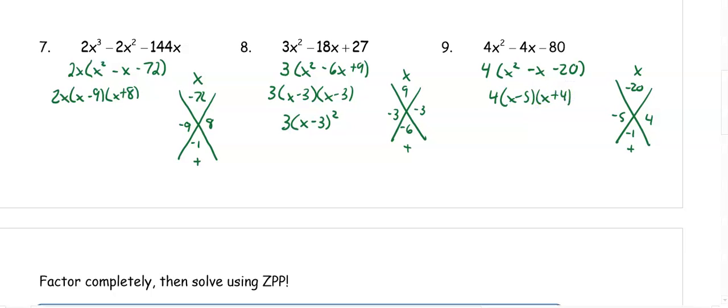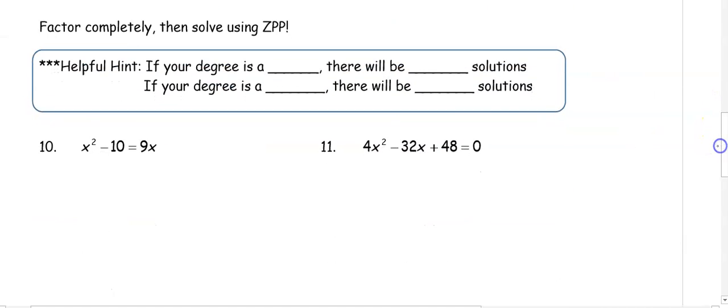Now, the next problems are going to have an equal sign in them. So this time, we need to factor and solve. Remember when you are factoring that if you have a degree of 2, there will be 2 solutions. If you have a degree of 3, there will be 3 solutions. So in number 10, we have x squared minus 10 equals 9x. Now, we can't factor yet because it has to be equal to 0 first. So we are going to subtract 9x from both sides. So we get x squared minus 9x minus 10 is equal to 0.